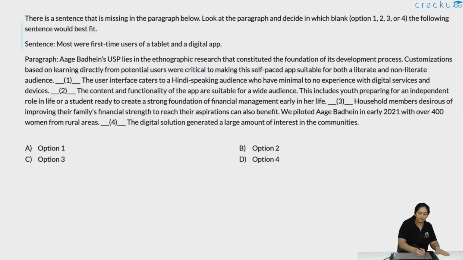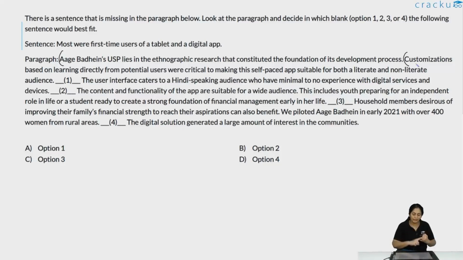So essentially, the statement says that its USP lies in the fact that we did proper research of who is going to use it, and we incorporated that in the development process. This tells you that customizations were based on making sure it was a self-paced app for both the literate and non-literate. So you learn from the fact that your app is going to be used by both literate and non-literate.